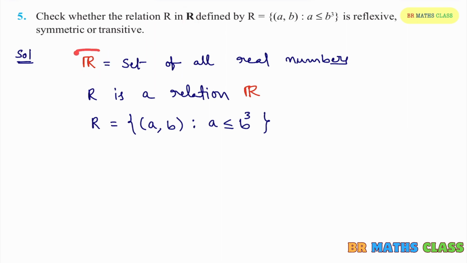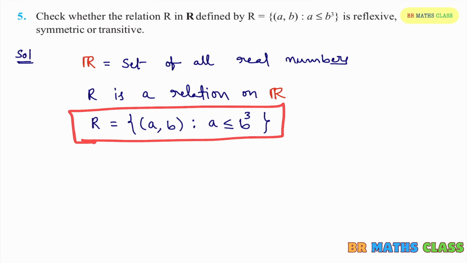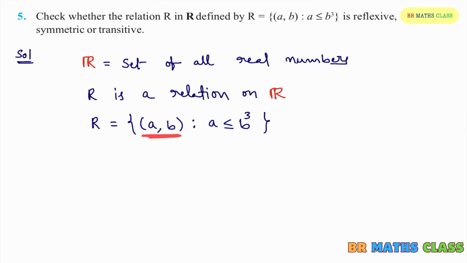I wrote R here. This R indicates the set of all real numbers. And this relation R is in R. That means R is a relation in R, which means R is a relation on R. It means that R is a relation from R to R. How is the relation defined? You observe, this is important. The relation is defined like this. It contains an ordered pair (a, b) such that a is less than or equal to b cube.